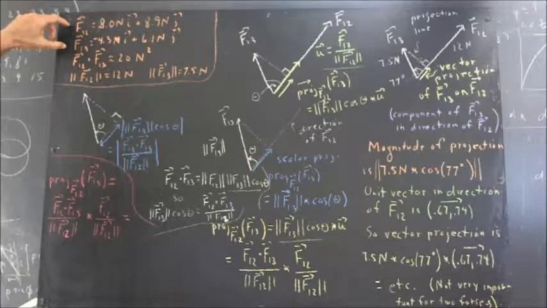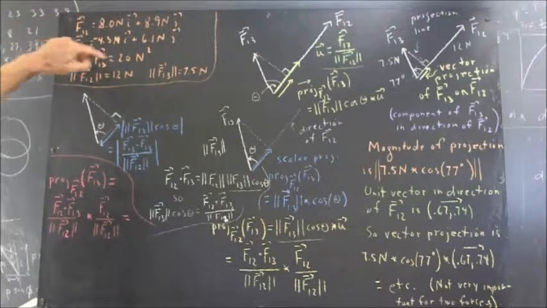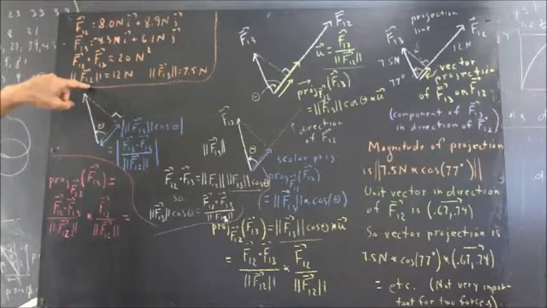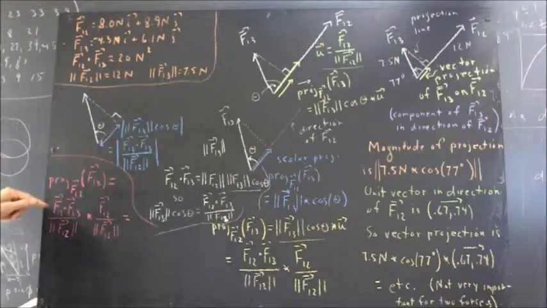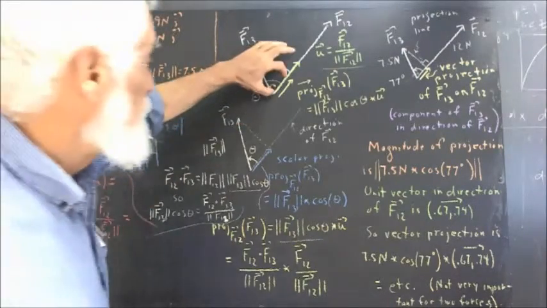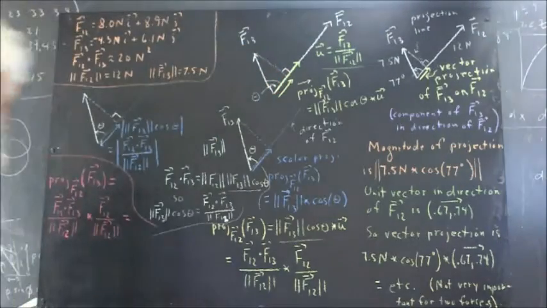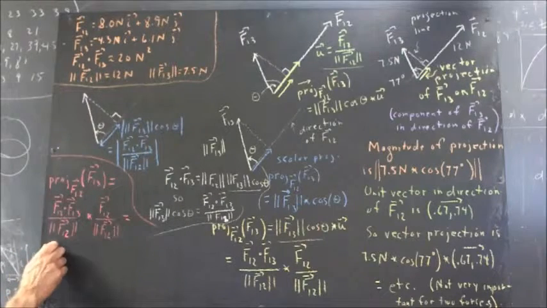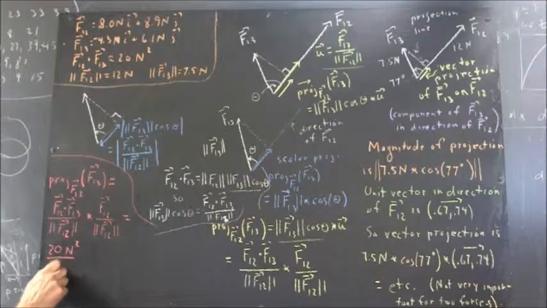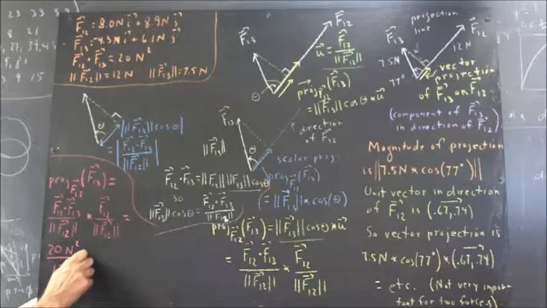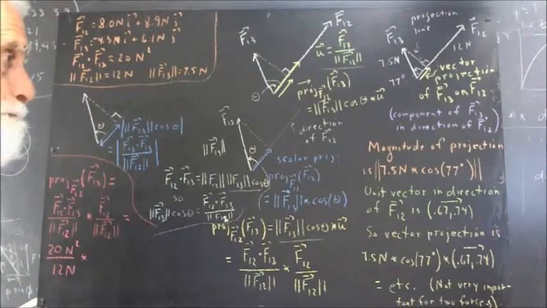Okay, well, so our F12 vector is here, F13. We've seen all this. F12 dot F13 is 20 newtons squared. Magnitude of F12 is 12 newtons. Magnitude of F13, 7.5 newtons. So this part of the vector, which again gives us this side of the triangle, but with a negative if theta is greater than 90 degrees, is just going to be what? It's going to be 20 newtons squared divided by 12 newtons.